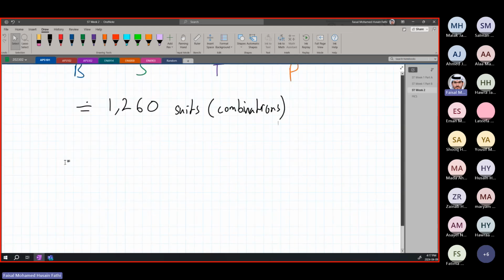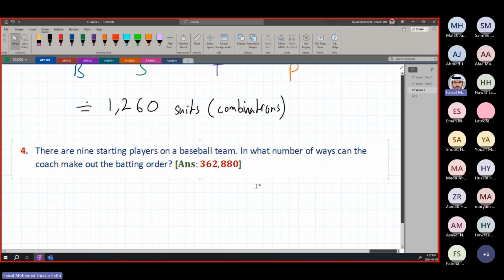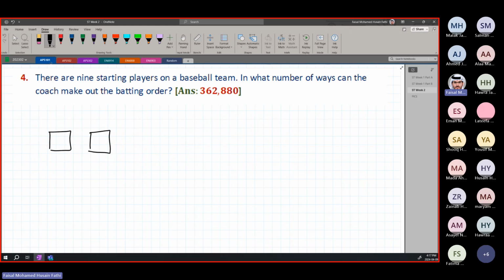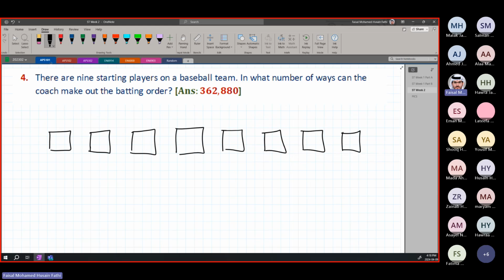Next, a question. There are 9 starting players on a baseball team. In how many ways can the coach make out the batting order? So 9 players. All right. So if I put boxes, we have 9 players. We want to have a specific order for each one. So this is 1, 2, 3, 4, 5, 6, 7, 8, and 9.